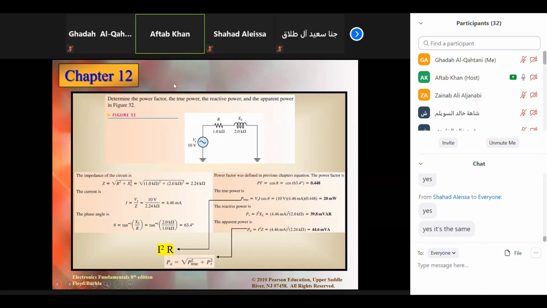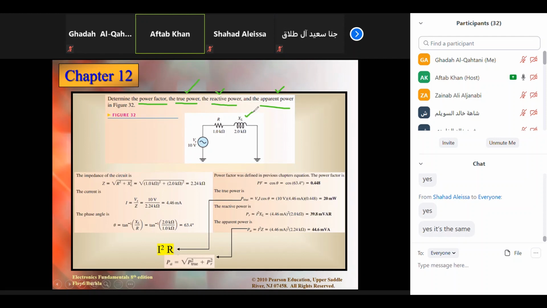Now we'll see this question. Determine the power factor, true power, reactive power, and apparent power. Apparent power, do you remember? Apparent power is the overall power. So we know the true power, we know the reactive power, and apparent power is the overall power. All right, see now. First we need to find the power factor.